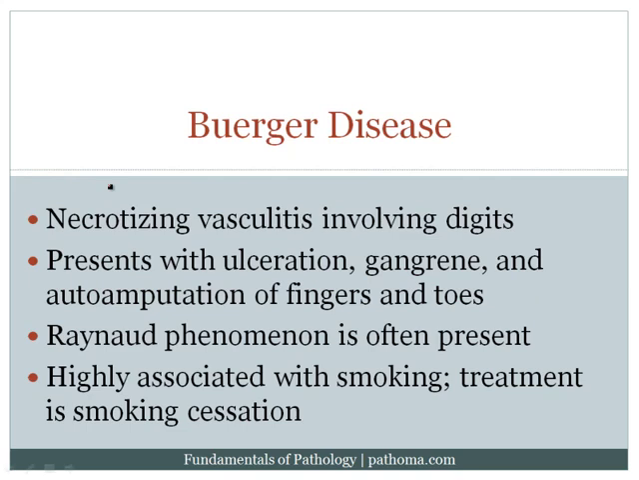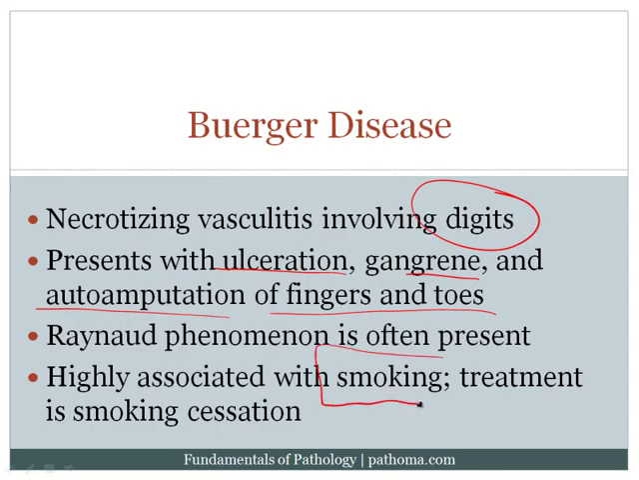This is a necrotizing vasculitis that involves the digits. So you're classically going to see ulceration, gangrene, and autoamputation of the fingers and the toes. What's very important about this disease, and perhaps the highest yield, is that it is basically associated with smoking. It is a smoking disease, essentially. And the treatment would be to stop smoking. Now, of course, whatever damage has occurred is going to be permanent, but at least the disorder would no longer progress.